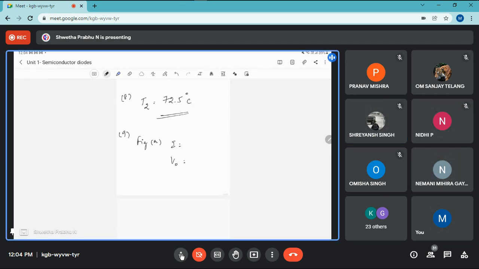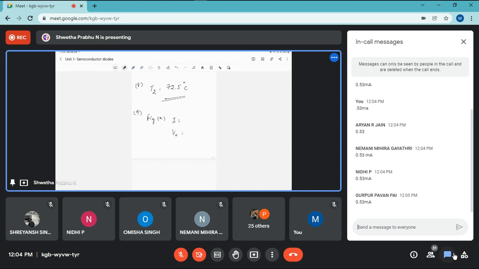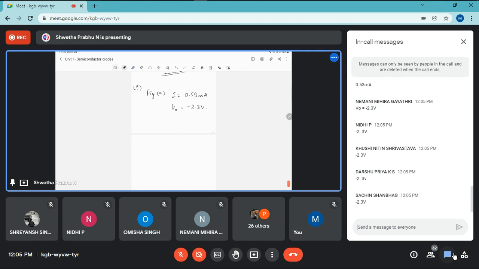I request everyone to type the answers in the chat box. Output voltage also. 0.53 milliamperes. Output voltage minus 2.3 volts. Correct. Minus 2.3 volts. Figure B, 3 volts.